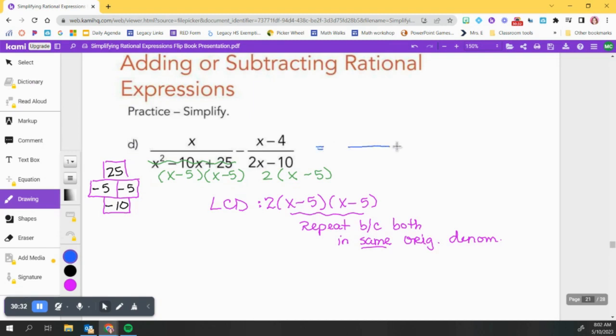So our least common denominator is 2 times x minus 5 times x minus 5. I'm looking at this denominator and my least common denominator here. What does my least common denominator have that this guy is missing? What is this missing? X or 2. There's an x plus 5 and x minus 5. It is missing a 2. So we're going to multiply this denominator by 2. So I'm going to multiply this numerator by 2. So this numerator becomes 2x.